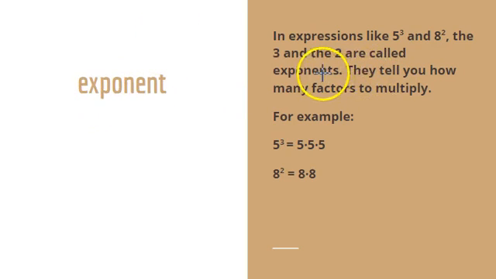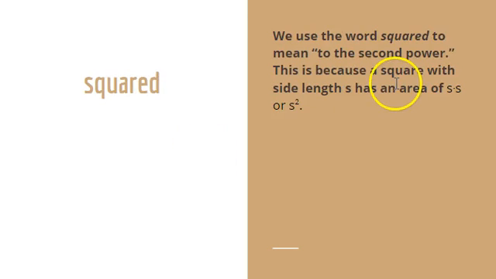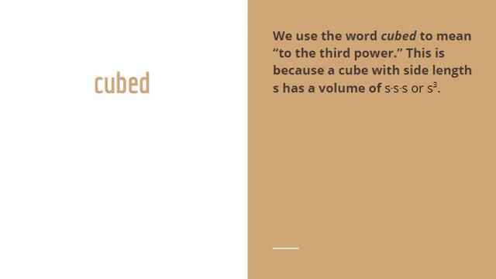So an exponent, in an expression, is that little number next to a full-size number. It tells you how many times to multiply it by itself. So for example, 5 cubed would be 5 times 5 times 5. 8 squared would be 8 times 8. Squared is another way to say to the second power. Cubed is another way to say to the third power.